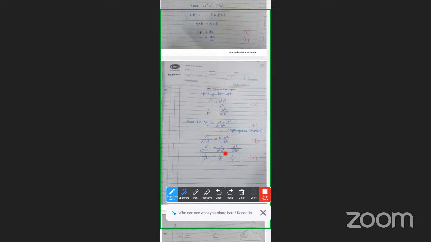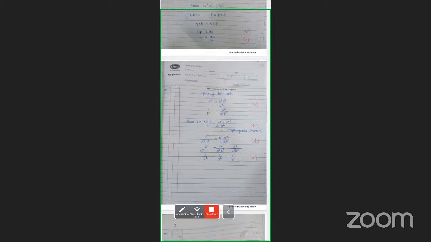In the first term, B square cancels. Here A square cancels. And that value is nothing but 1 upon P square. So here we write the second proof: 1 upon P square is equal to 1 upon A square plus 1 upon B square. Correct? Here our first 4 marks question is completed.